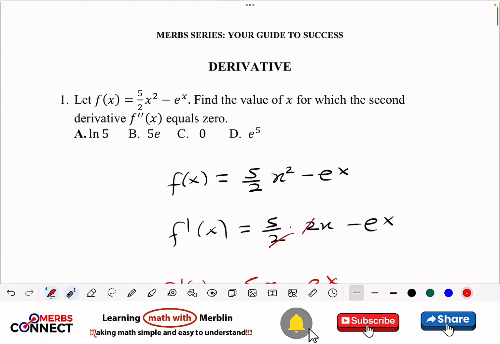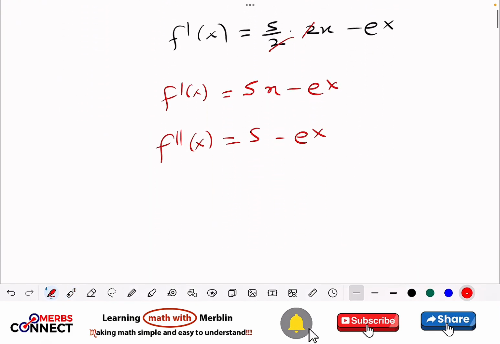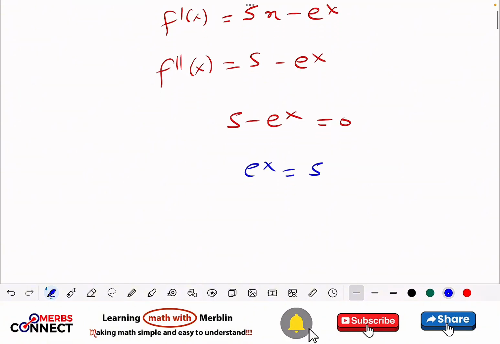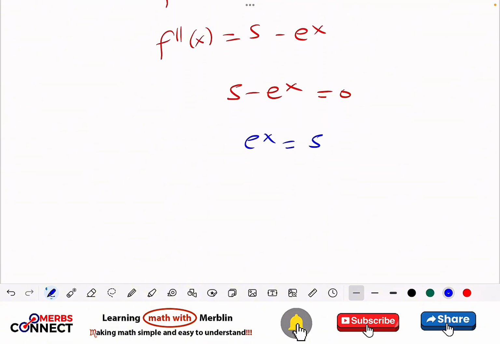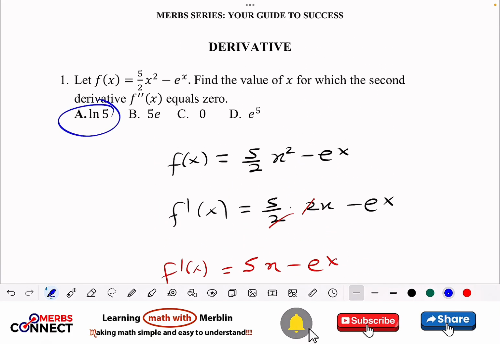So we want to make sure that the second derivative is equal to 0. So this is going to give us 5 minus e to the x, which is equal to 0. Then let's solve for x. So e to the x is equal to 5. For us to find x, we need to take the natural log on both sides. So this is going to give us x is equal to ln of 5. So basically, this is what we are going to get for the first one.